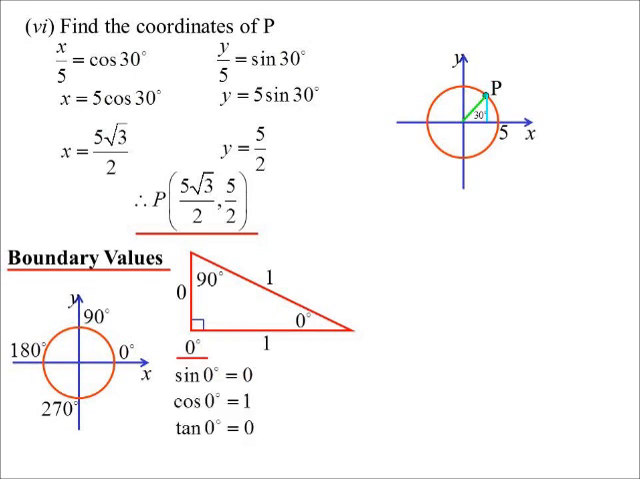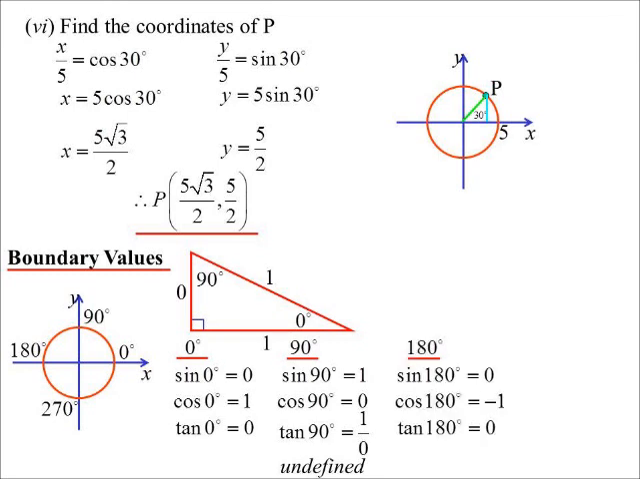So, 0. Sine of 0 would be 0, opposite over hypotenuse. Cosine of 0 is 1, adjacent over hypotenuse. Tan of 0 is 0, opposite over adjacent. 90 degrees, reading off: sine of 90 is 1, cos 90 is 0. Tan of 90 we get 1 on 0. Well, that's undefined. When we're drawing our tan graph, we'll get a vertical asymptote there.